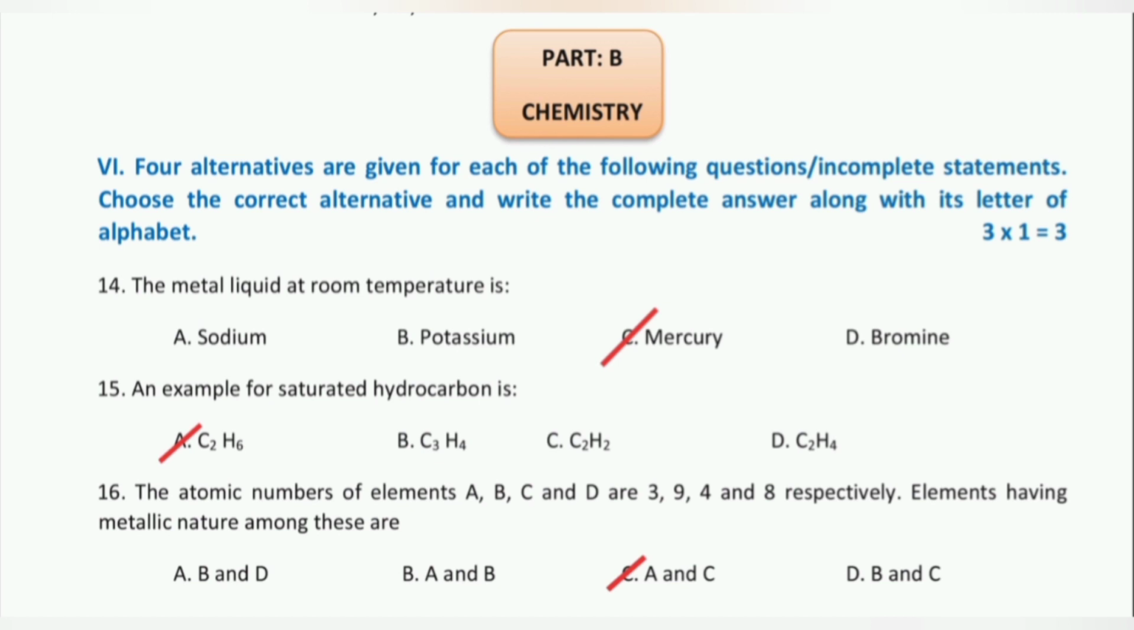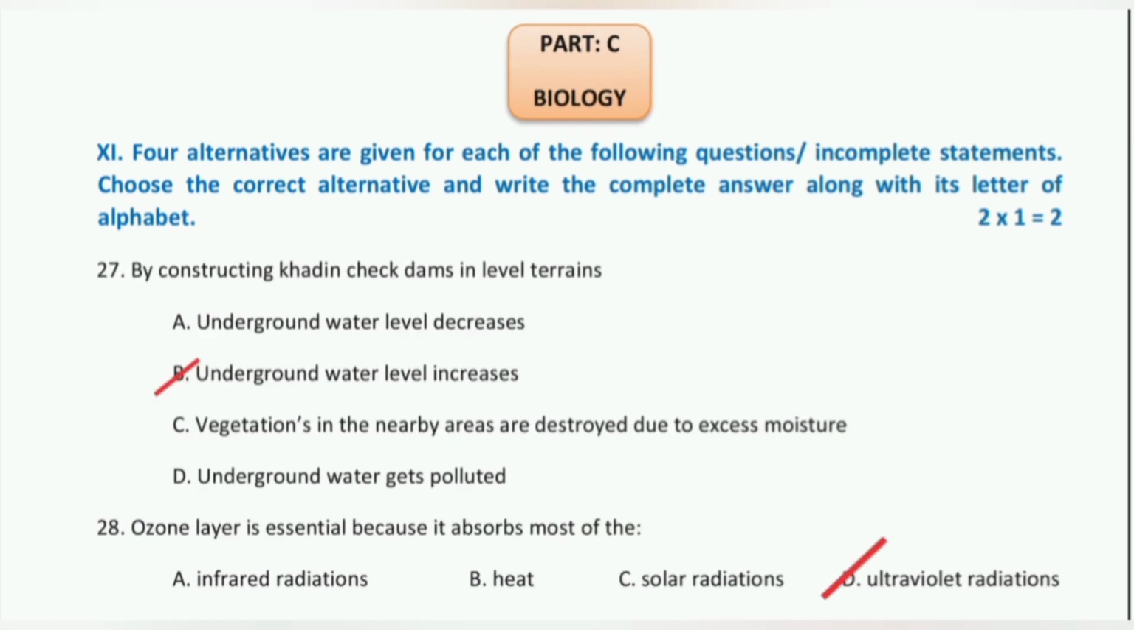The atomic numbers of elements A, B, C, D are 3, 9, 4 and 8 respectively. Elements having metallic nature among these are A and C. The correct answer is option C, A and C. Across the period, the non-metallic nature increases, hence option C is the correct answer.